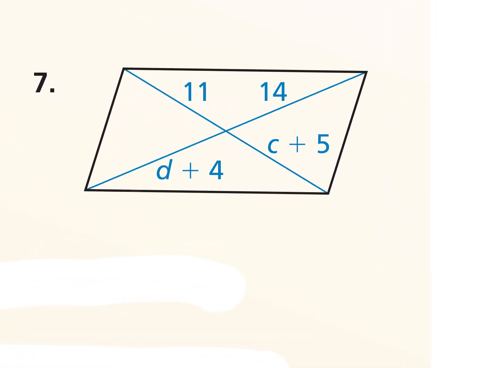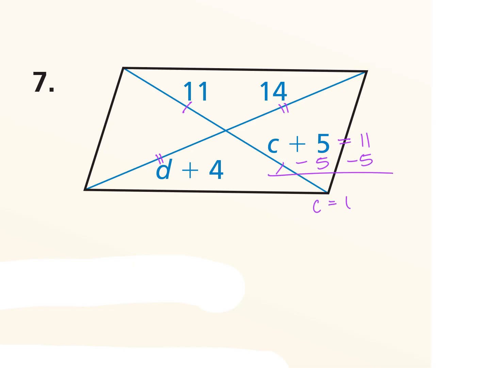Looking at 7, diagonals bisect each other. Okay, they bisect each other. So this one is going to equal 11. I'm going to subtract 5 from both sides. C is going to equal 6. And then this equals 14. Subtract 4. And D is going to equal 10. So those are my two answers for this one.